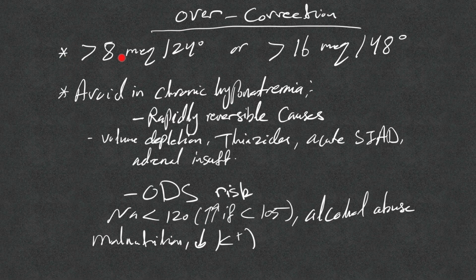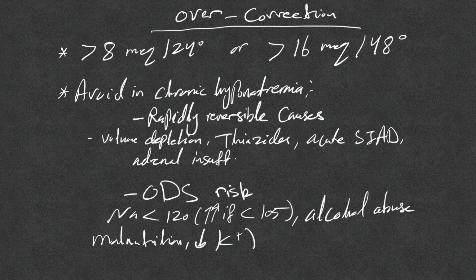Overcorrection: I mean here by increasing sodium more than 8 milliequivalents within 24 hours or more than 16 milliequivalents in 48 hours. I prefer to follow this rule. Avoid, please, as we explained earlier in this video, overcorrecting chronic hyponatremia in those with rapidly reversible causes.